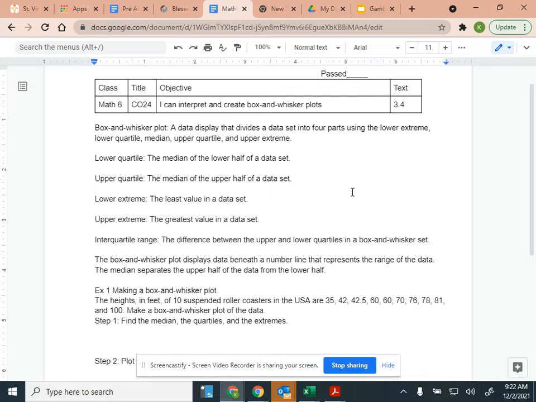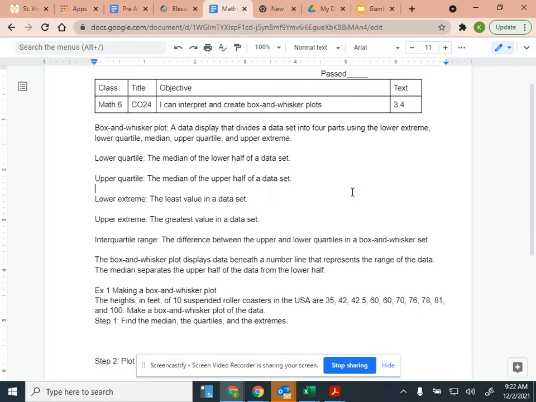Now we're doing something that's a little bit trickier. So we really need to pay attention. We're going to be doing box and whisker plots. And in that, we're learning about the interquartile range and what all of that means. So first thing we have to do is understand all of this new vocabulary.